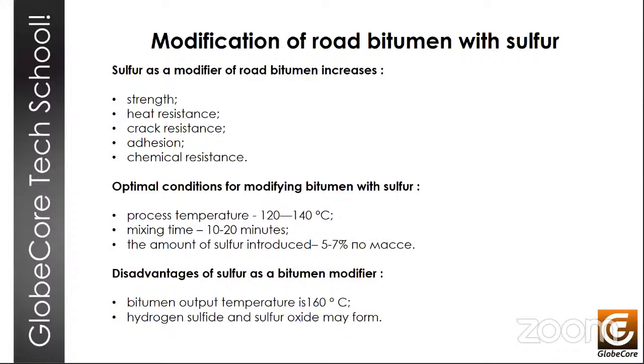However, there are also negative aspects of this modification method. First, a ready-made road bitumen is shipped to the consumer at temperatures of 160 degrees centigrade. Modification of bitumen with sulfur at this temperature leads to the formation of hydrogen sulfide and sulfur oxides, which are toxic. In view of this, pre-cooling of the finished bitumen to 120 degrees C is required before modification, and that creates certain inconveniences. Next slide, please.